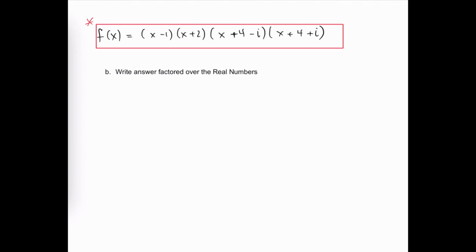In part B it says to write this polynomial factored, but now over the real numbers. That means basically that we're only allowed to have real coefficients. So we have to do something about these i's. Before we get started, let's make note of the fact that these two factors are fine. They only contain real coefficients already. But it's these two factors that need some work because they contain imaginary numbers. The way we're going to eliminate these imaginary coefficients is simply to multiply these two factors together.